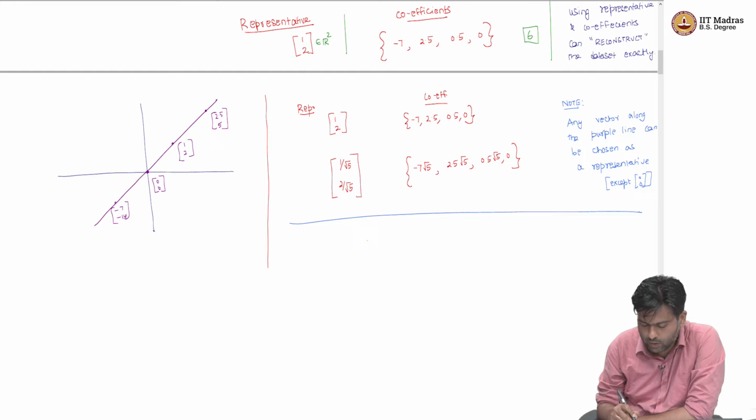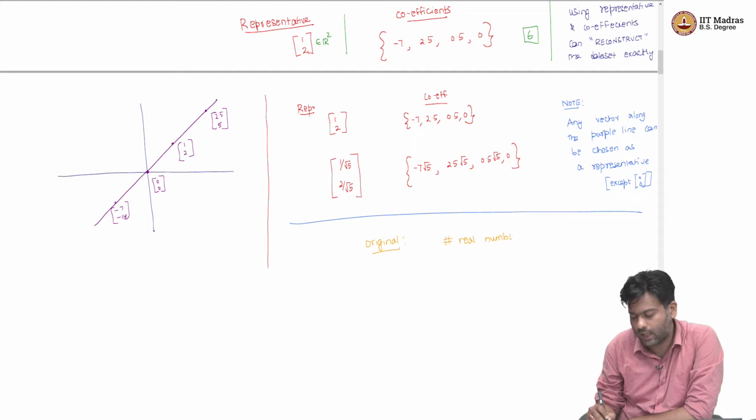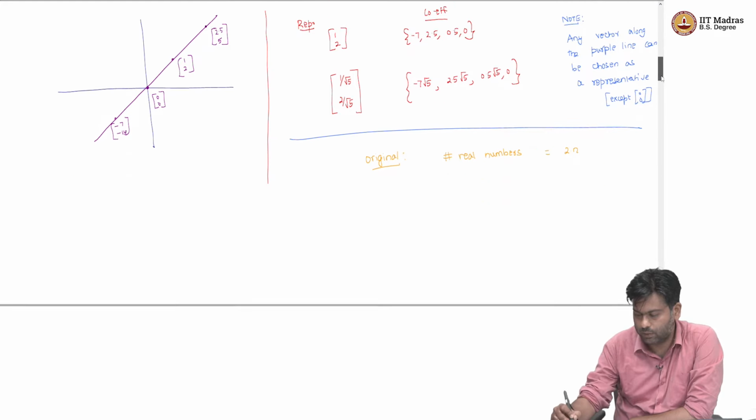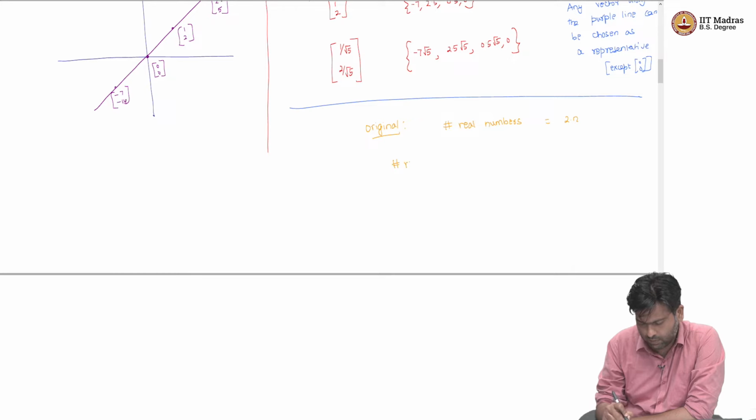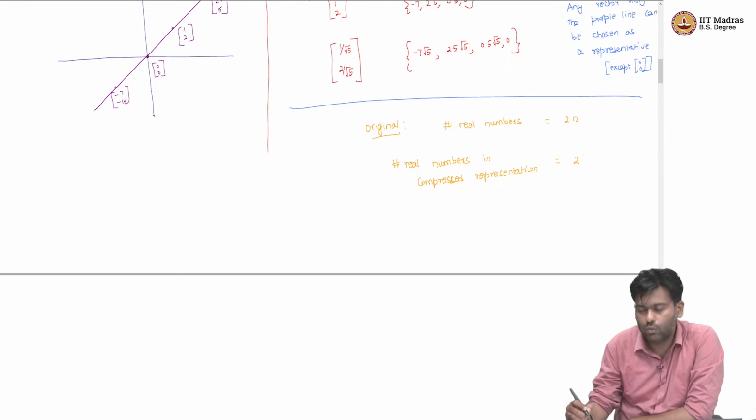So, originally if we did not have this representative and coefficient view of things, then the number of real numbers that you would have needed to store, let us say, n data points in 2 dimensions would have been 2 times n, right. So, in d dimensions it would have been d times n. Now, the number of real numbers in the compressed representation is much smaller, and how many are there? Well, you should be able to guess it now, right. So, there are 2 for a single representative plus 1 for each data point. So, that is 2 plus n. In general, this would be d times n, and then this would be d plus n, right.